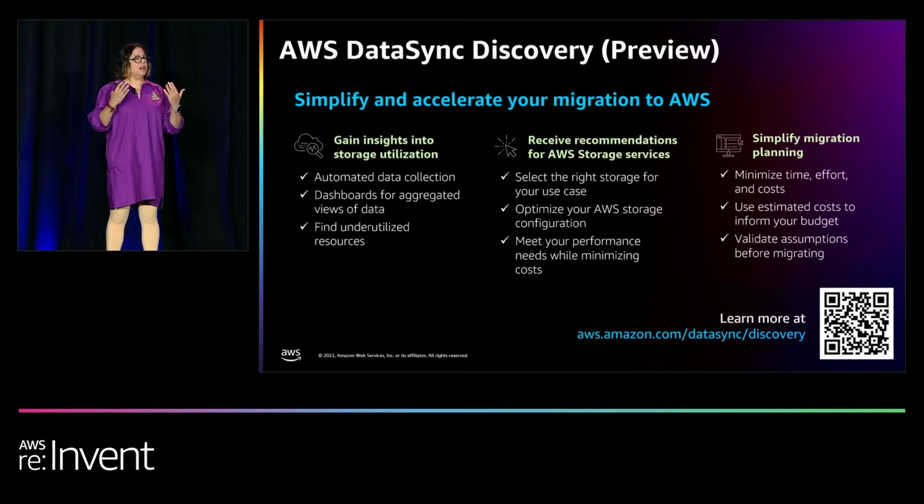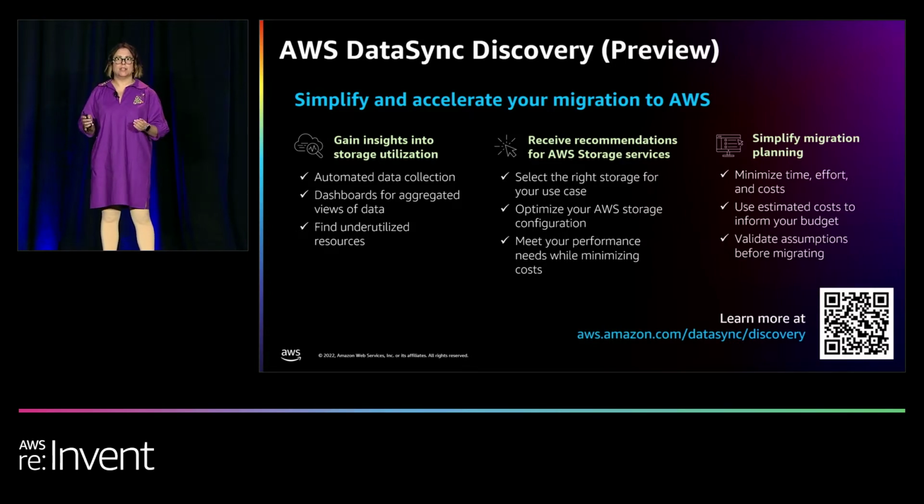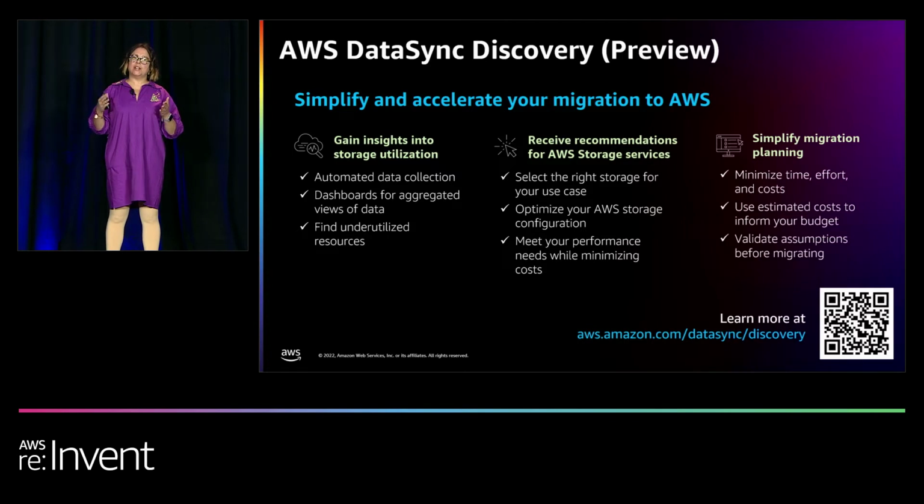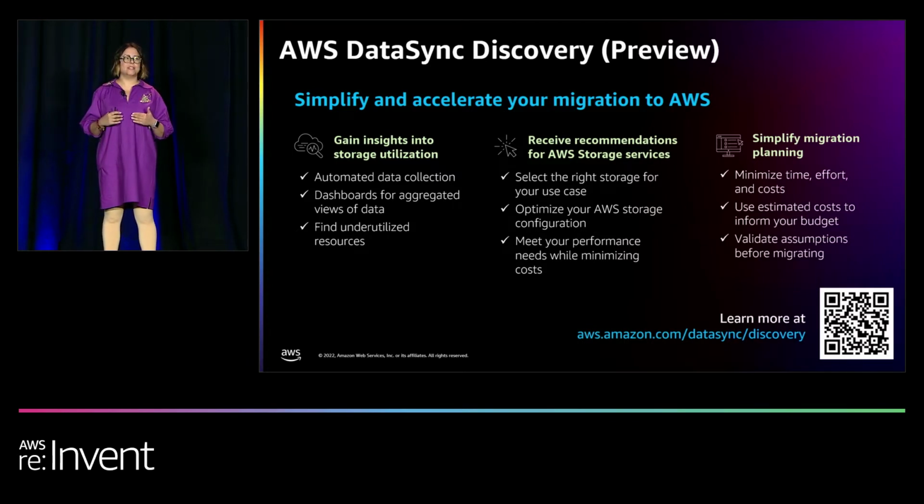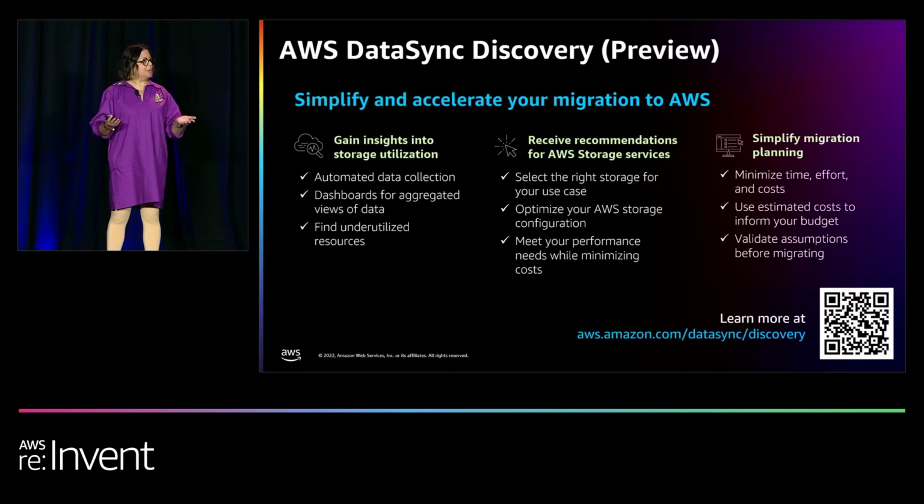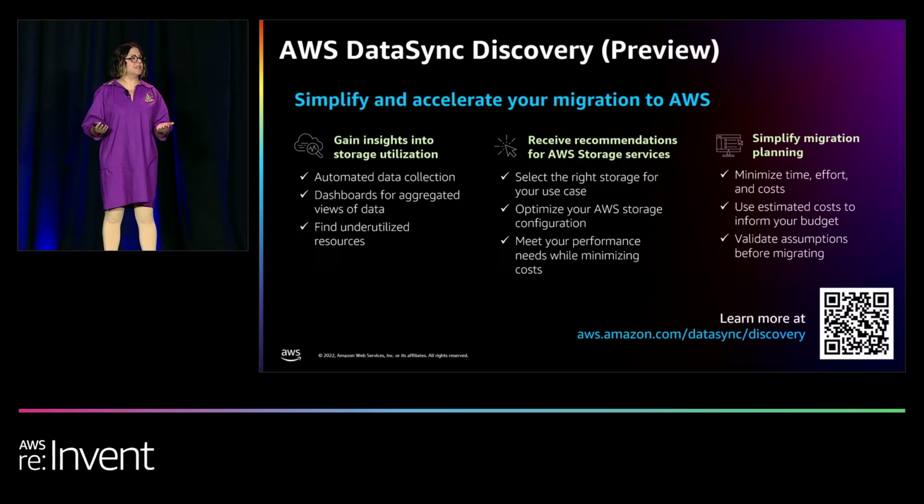This feature allows you to collect data about the usage and performance of your on-premises storage services. And once this data is collected, it will be analyzed and generate automatic recommendations for you to know which data you need to move and which AWS storage services you need to use to fulfill your needs. So this feature is really helpful for our customers and helps them accelerate and reduce the costs of their data migration into AWS.